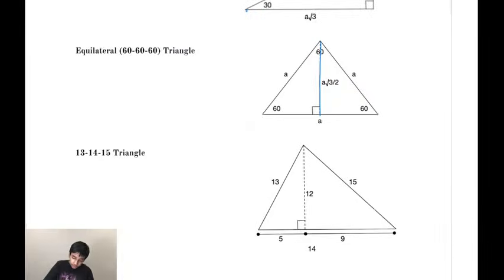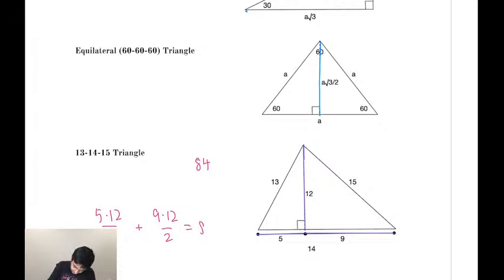Another very special triangle is a 13-14-15 one. In a 13-14-15 triangle, if you draw the altitude to the base of the 14 side length, this is going to be 12, and this will be 5, and this will be 9. And that's just directly by the Pythagorean theorem. Another thing that can be useful to memorize is the area of this is going to be 84, because it's just going to be 5 times 12 divided by 2 plus 12 times 9 divided by 2, which is going to be equal to 84. So you might want to memorize this.